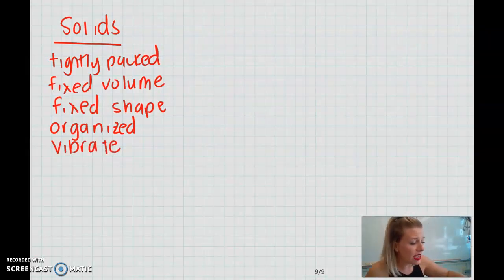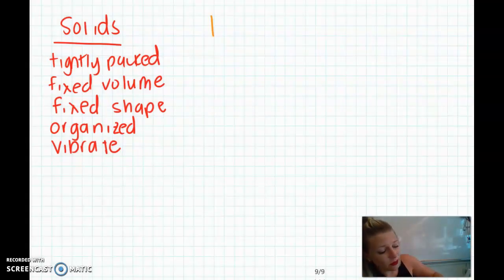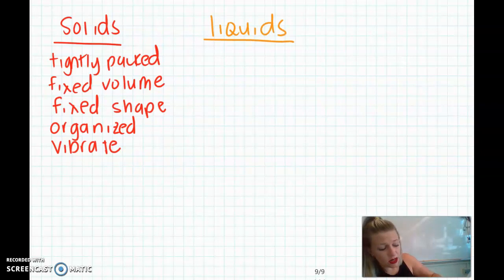Fantastic. Let's go ahead now and talk all about liquids. So liquids are usually going to have a little bit of flow ability. We like to describe the movement as flow. And so instead of being tightly packed, we like to say that they are loose, but still touching.